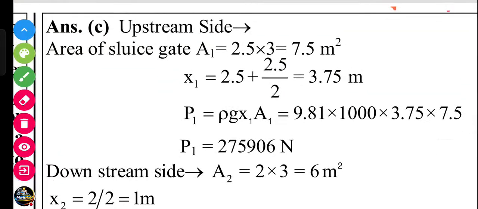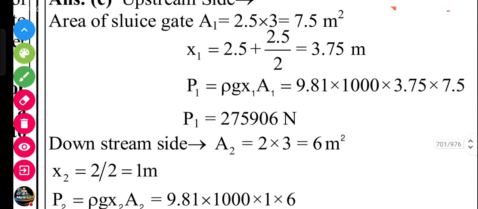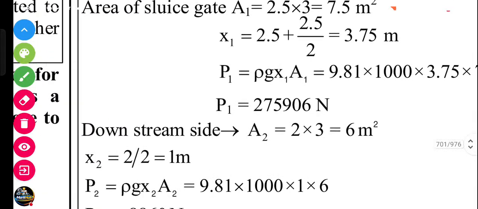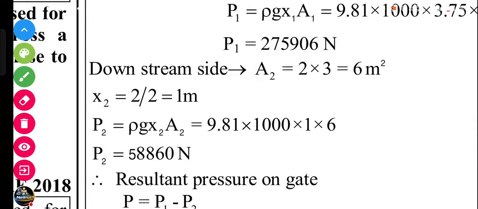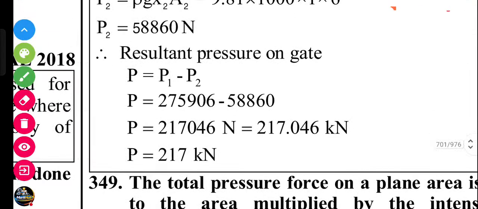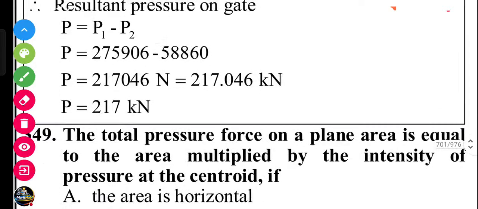Area of the sluice gate. The first pressure required is P equals rho g A h bar. You put in this equation, then the hydrostatic pressure is given. For the downstream side, the same formula is used. The resultant pressure equals P1 minus P2, then you get 217 kilonewton.